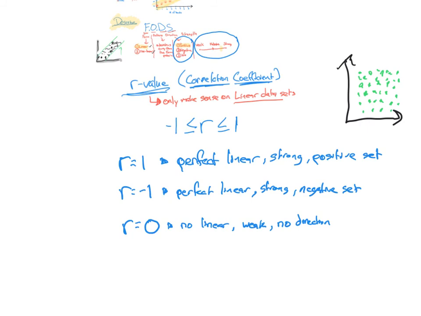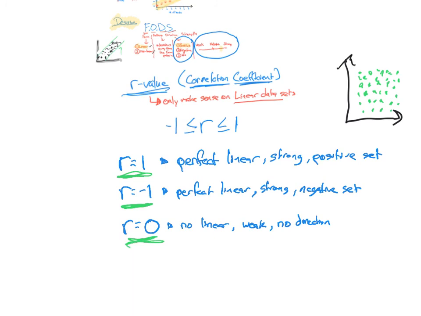Okay, so now there are variations. The closer you get to +1, the tighter those values get in a linear pattern, moving in a positive direction. The closer you get to -1, the tighter they get moving in a negative direction. And the closer you are to 0, the weaker your distribution is.